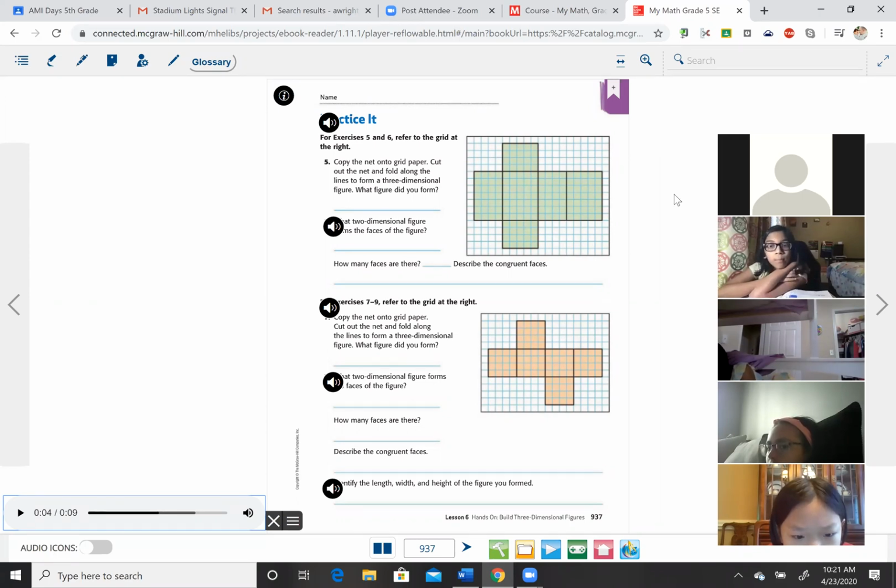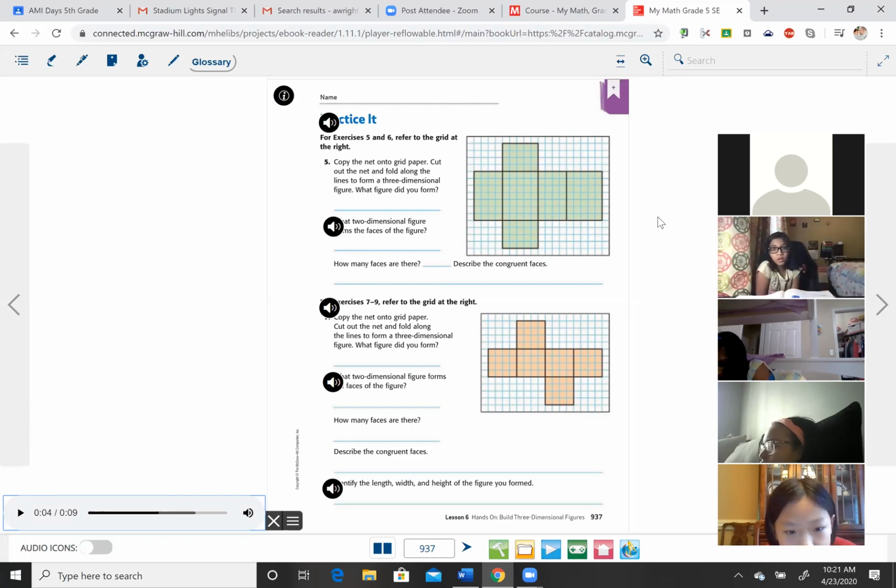So on keto, you said you still don't understand number 6, so let's talk about it. Okay, so what's your question? I just don't understand the whole question. Okay. So for me, it says what two-dimensional figure forms the faces of the figure, right? So what shape is making all this?